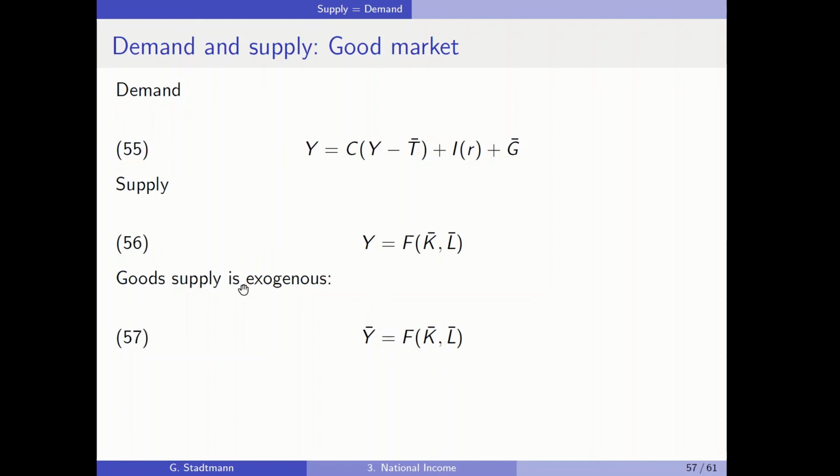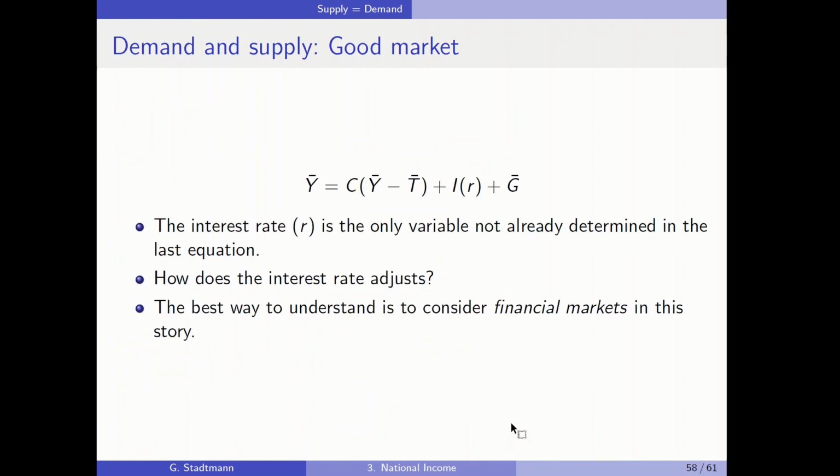Hence, when supply is equal to demand, we get the following relationship here: supply on the left-hand side and demand on the right-hand side. And when you look at equation number 58, the interest rate is the only variable not already determined in the last equation. The interest rate is the endogenous variable here, and the interest rate will adjust and bring supply and demand towards an equilibrium.